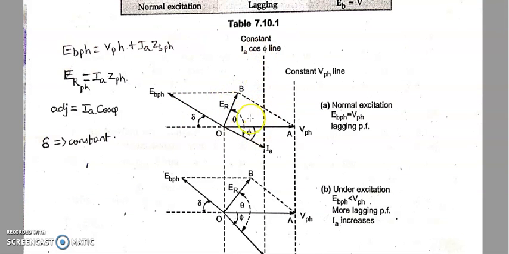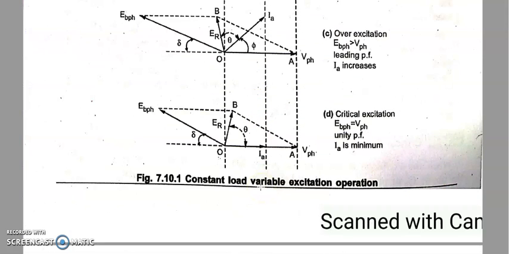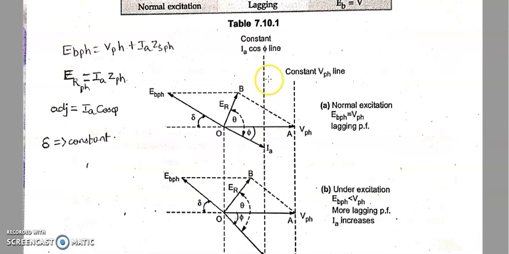And again, remember one thing, you can see the constant line they have drawn, the dotted line. That line is called as what? IA cos phi line. That is the product of armature current as well as the power factor, cos phi. And this line is constant for all the 4 figures. And remember one more thing, the V phase is again constant here. Now let us see the first figure.